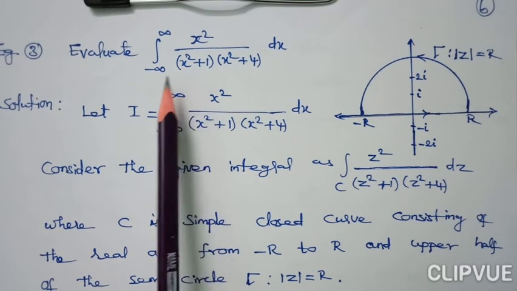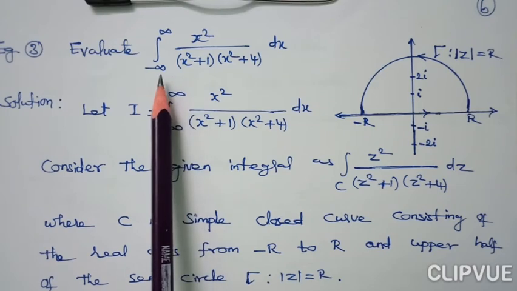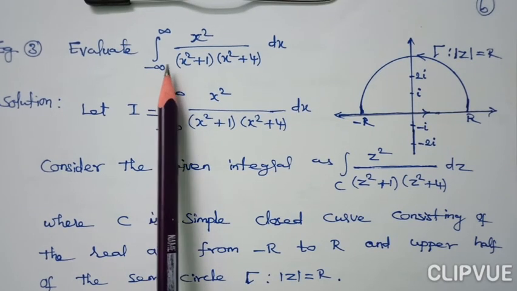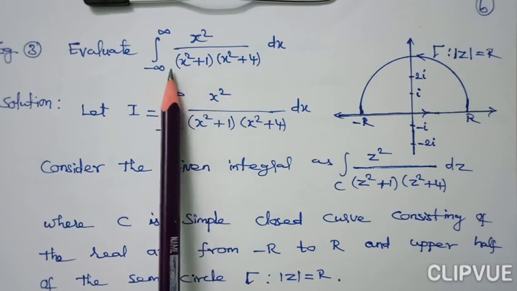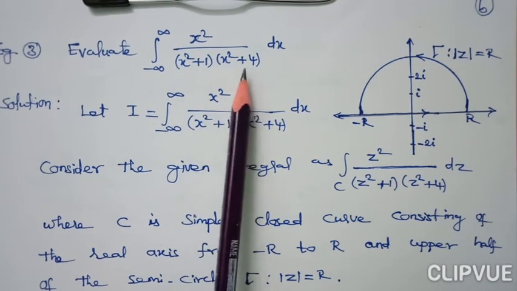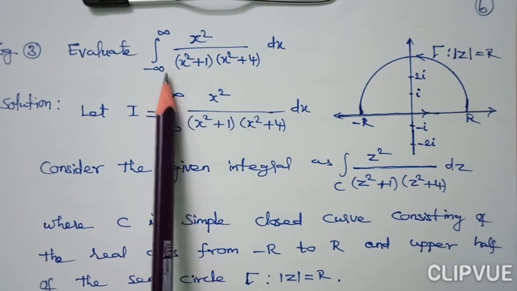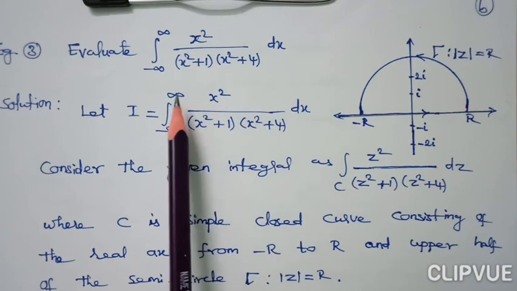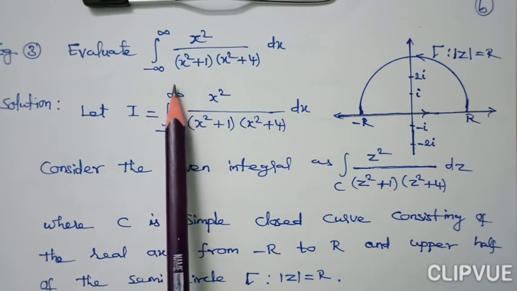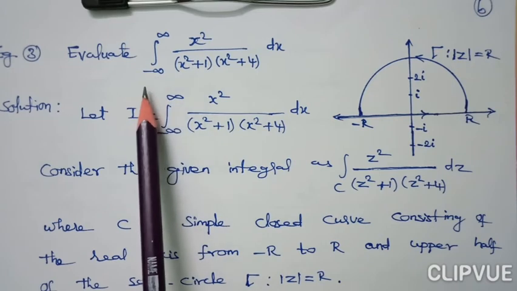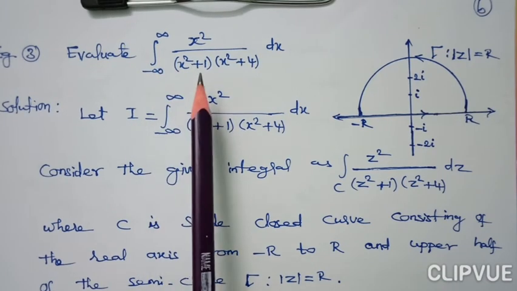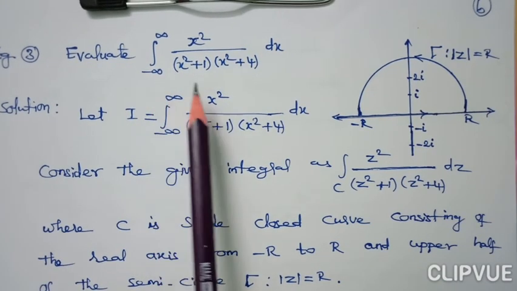Why is it type 2? A type 2 integral is in the form of minus infinity to plus infinity of p of x divided by q of x dx, or 0 to infinity of p of x divided by q of x dx. Now it is in the form of minus infinity to plus infinity. They may give the 0 to infinity form also. In that situation, you need to apply properties of definite integral and convert it into the minus infinity to plus infinity form. This is the standard form of the second type.